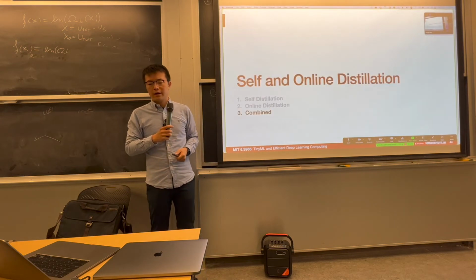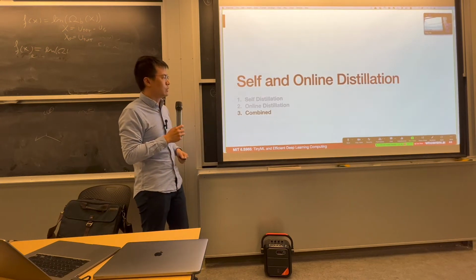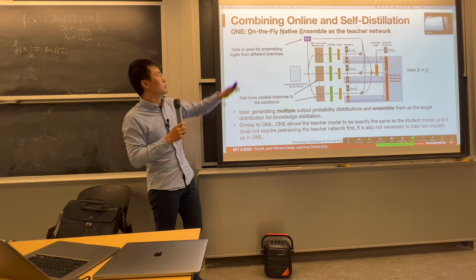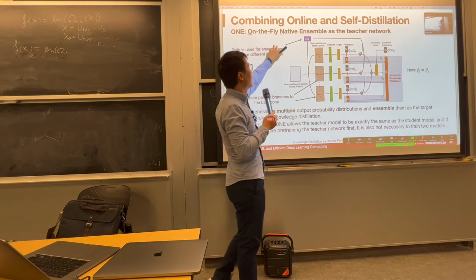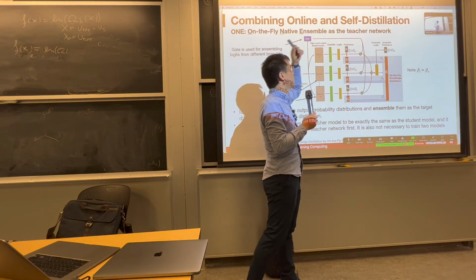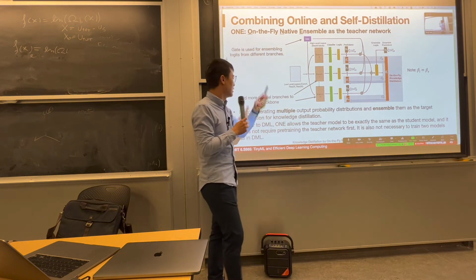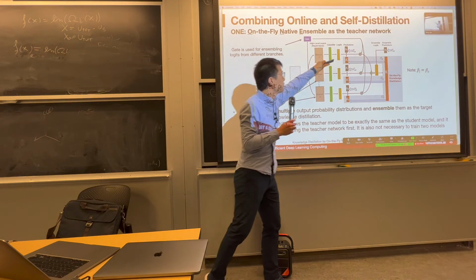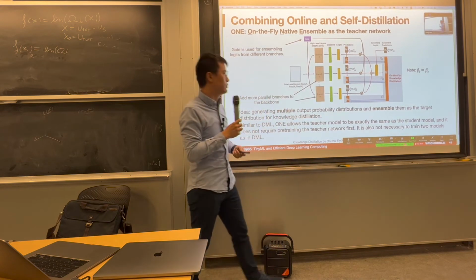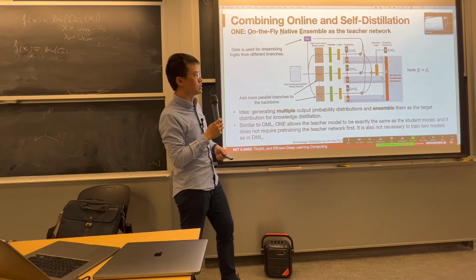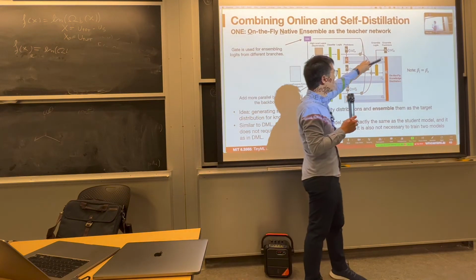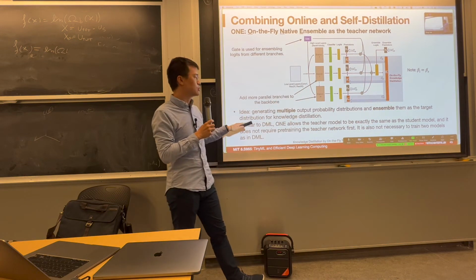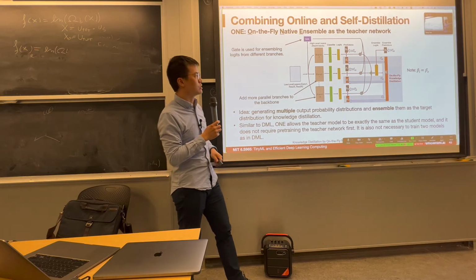Okay, let's continue to talk about how we can combine them together. So I'm going to introduce this on-the-fly native ensemble as the teacher network. The idea is basically to generate multiple outputs, 1, 2, 3 output probability distributions, and ensemble them together as the target distribution for the knowledge distillation.